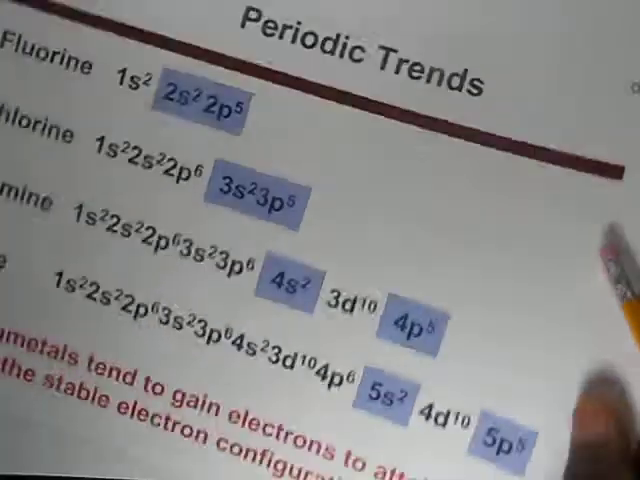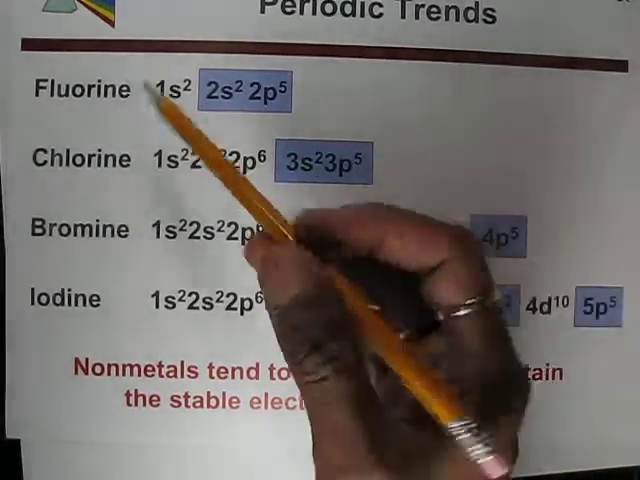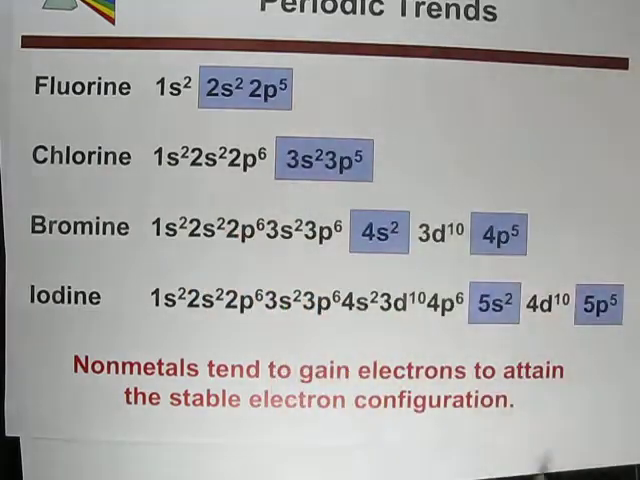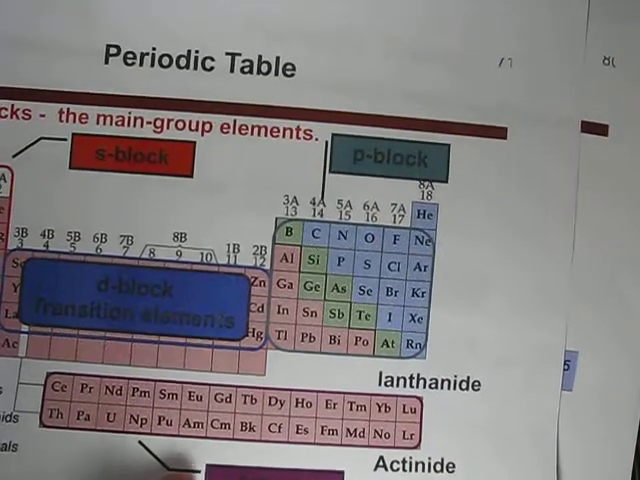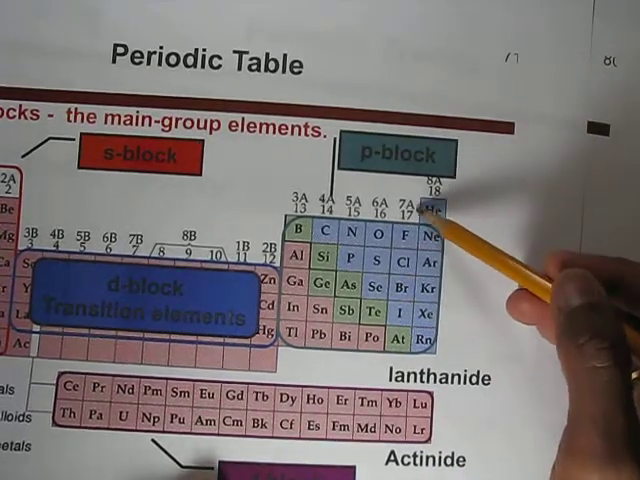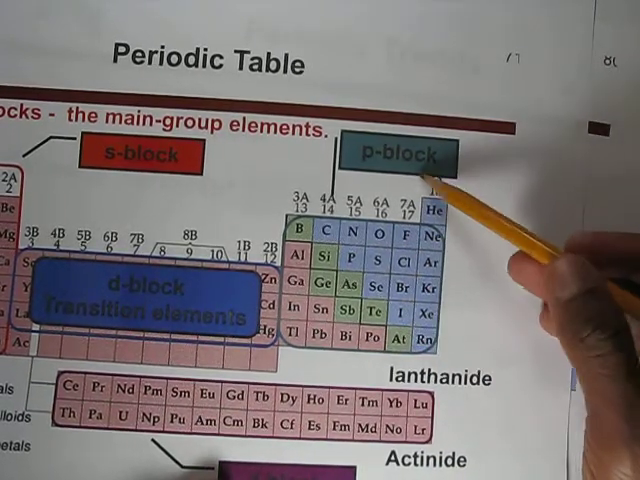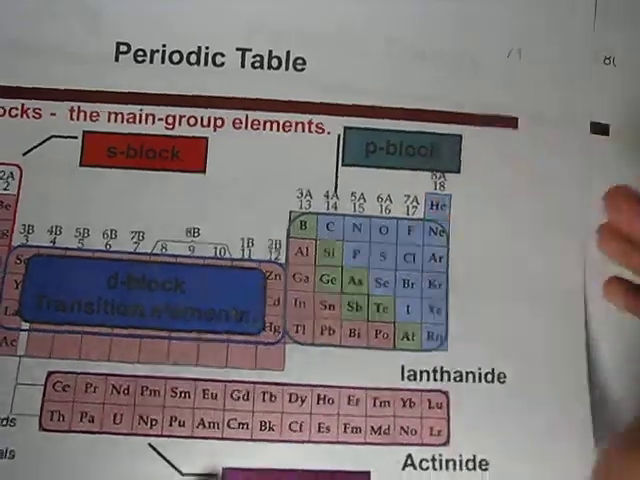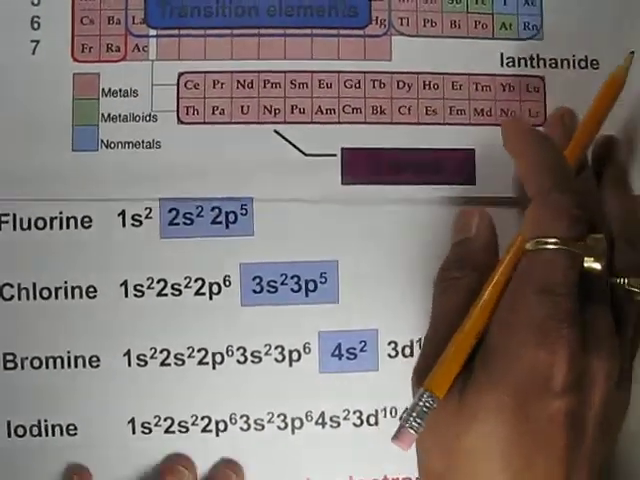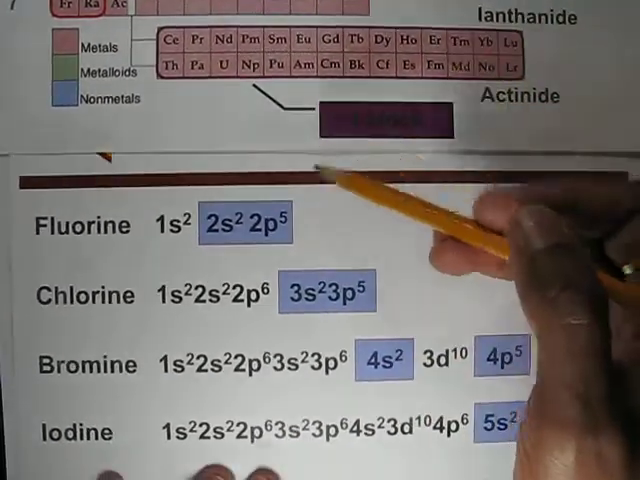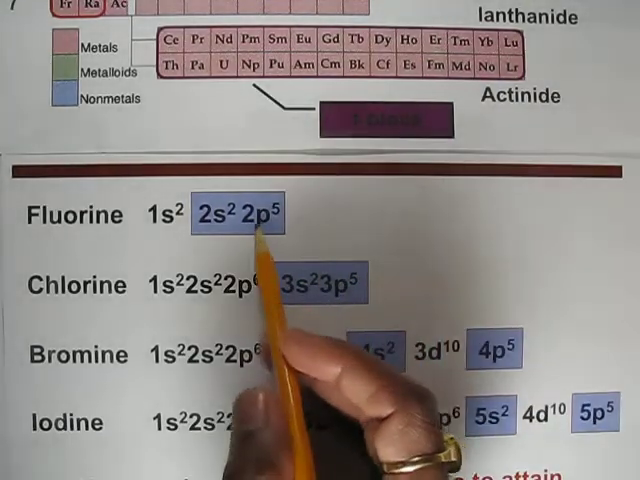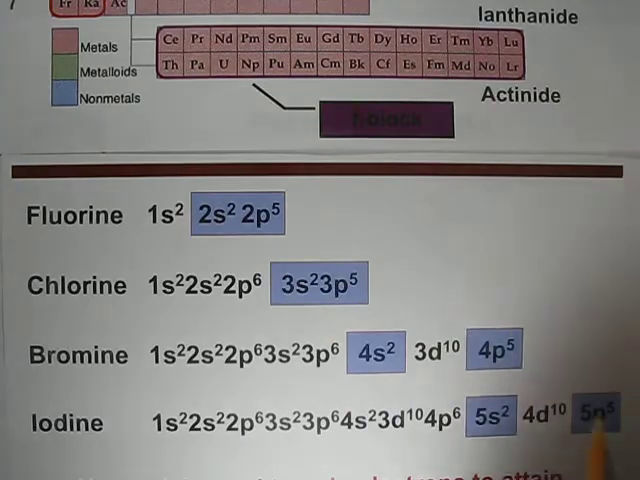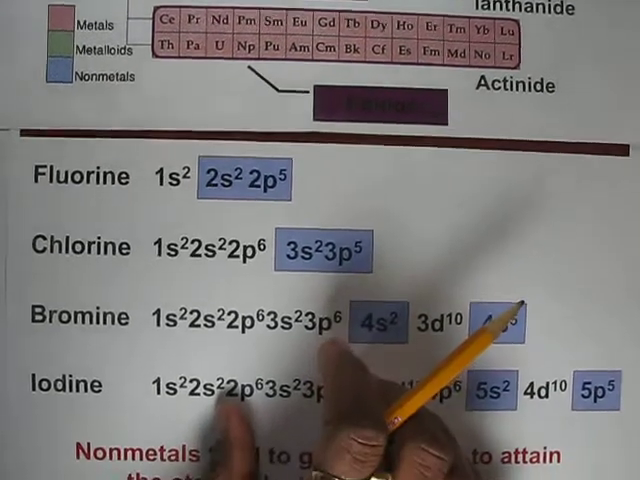Next, we are talking about fluorine, chlorine, bromine and iodine. If you see, they are in the 7A group, which is called the halogens, and they come from the P block elements. If you write the electronic configuration of these halogens, you will see the last electron goes into the p orbitals. That is why they are called p subshell.